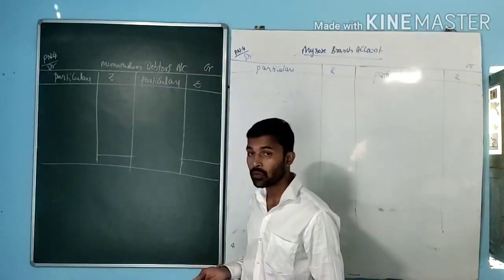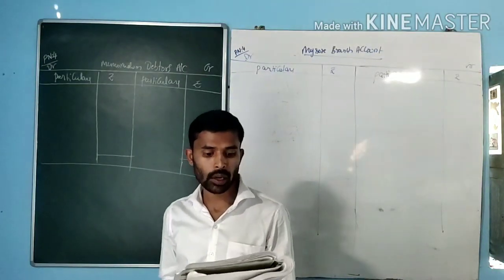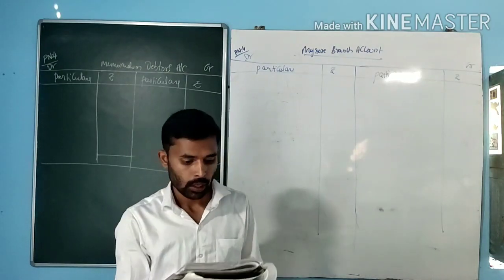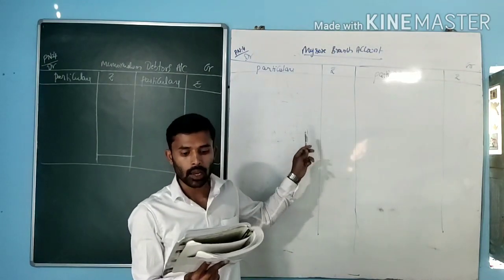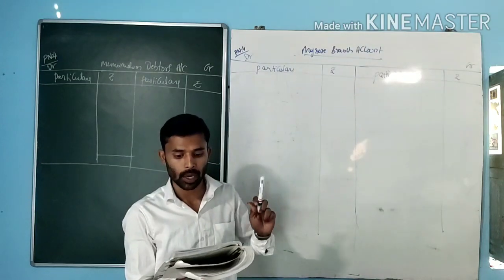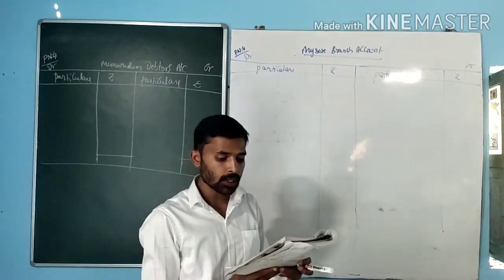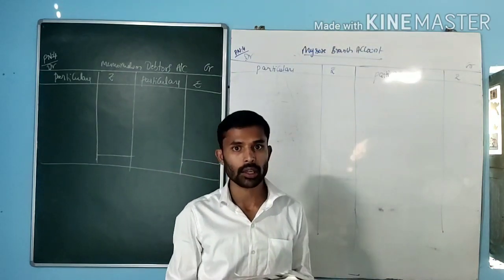Now see the problem number 4. XYZ Limited with its head office in Bengaluru has a branch at Mysore. XYZ is a company having head office in Bangalore and it is having branches at Mysore. So we have to prepare branch account. Goods are supplied to the branch at cost.